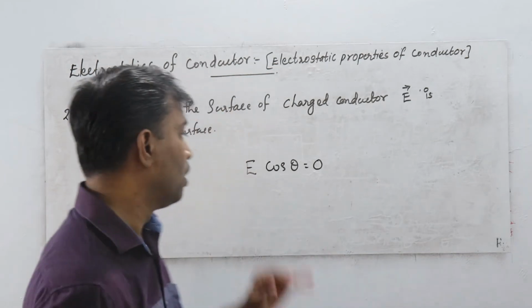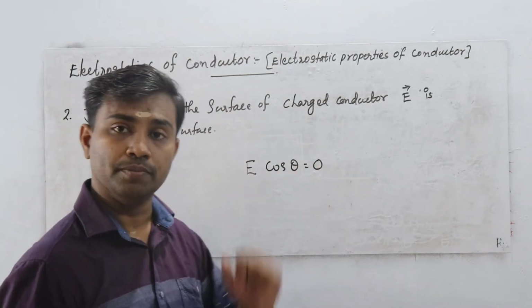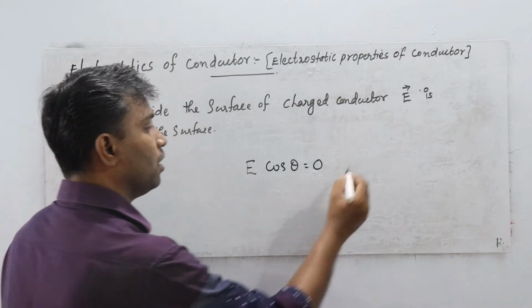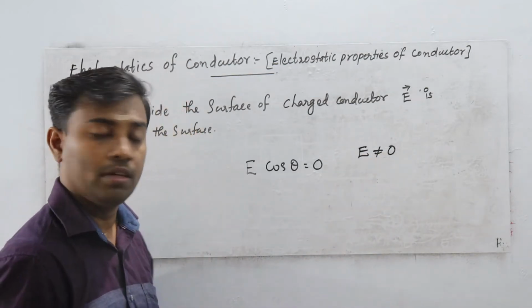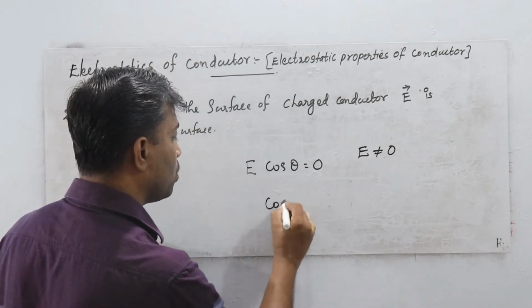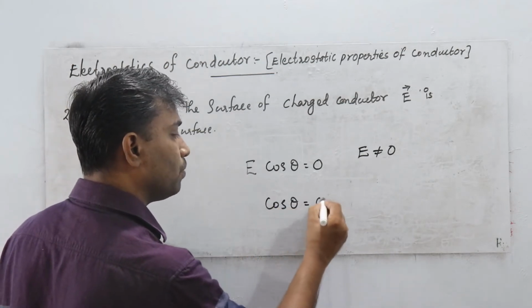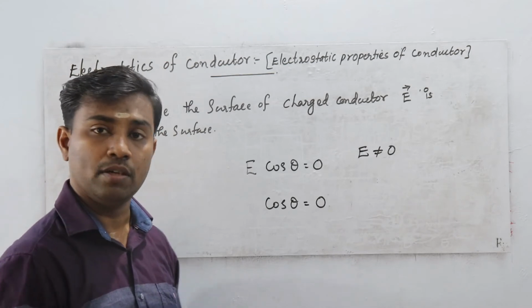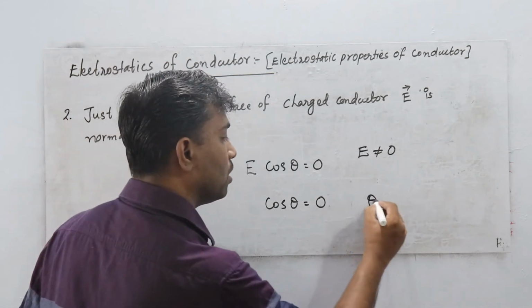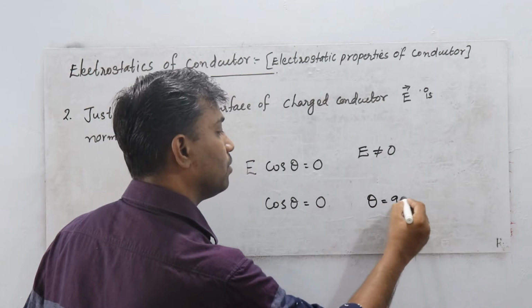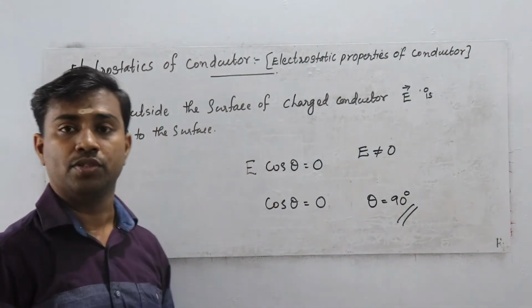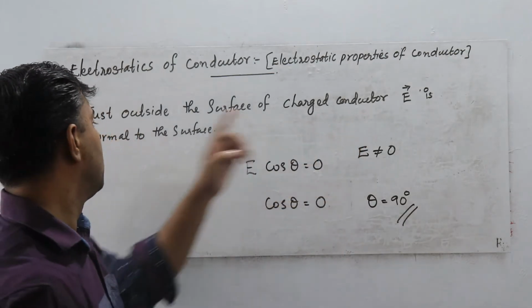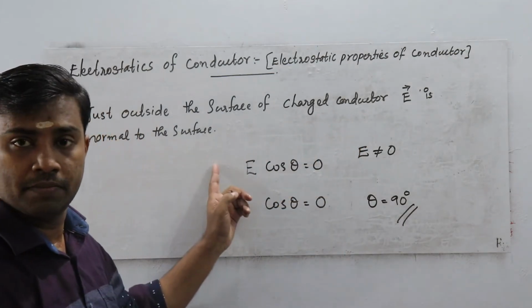So E cos theta is equal to 0. In this equation, E is not equal to 0. So which one will be 0? Cos theta is equal to 0. Cos theta equal to 0 means surely what is theta? Theta is equal to 90 degrees. So we proved that just outside the surface of a charged conductor, the electric field is normal to the surface.